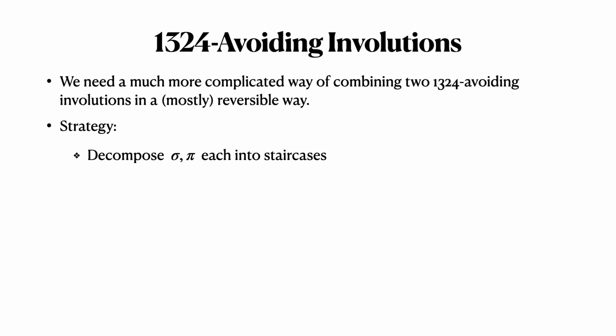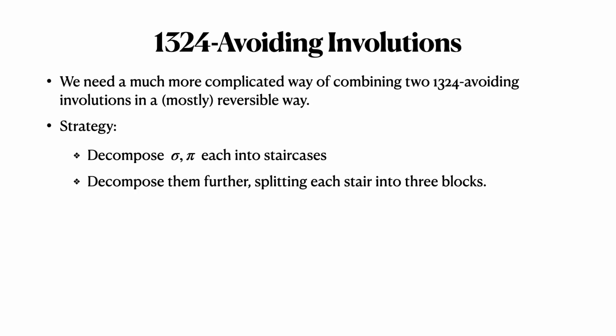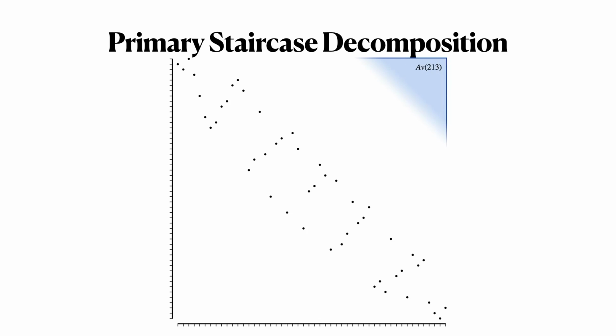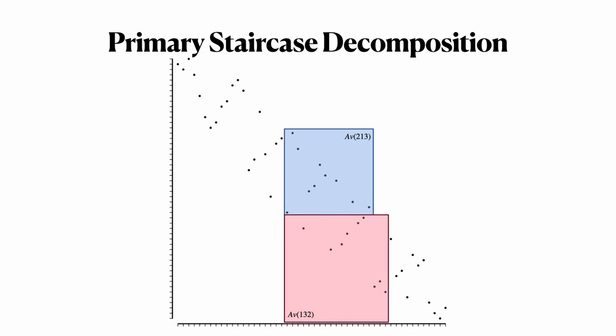The idea is that we need a much more complicated way of weaving 1, 3, 2, 4 avoiding involutions together. The strategy will be to decompose each of the involutions into a staircase diagram, then decompose them even further, and then weave them together. Begin by dragging down a square box from the top left corner, making it as big as possible while still avoiding the pattern 2, 1, 3. Next, we sweep a vertical line from the bottom left corner of the box rightward, going as far as possible while avoiding 1, 3, 2.